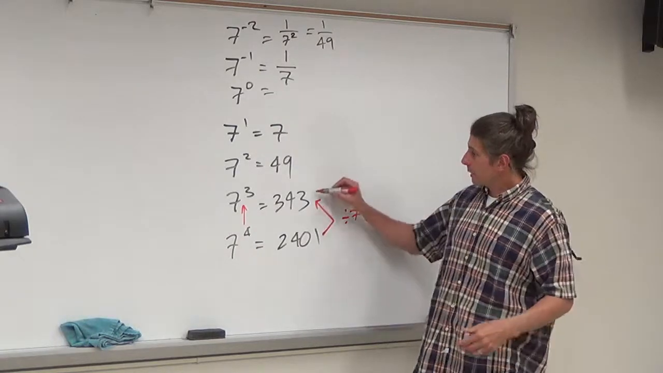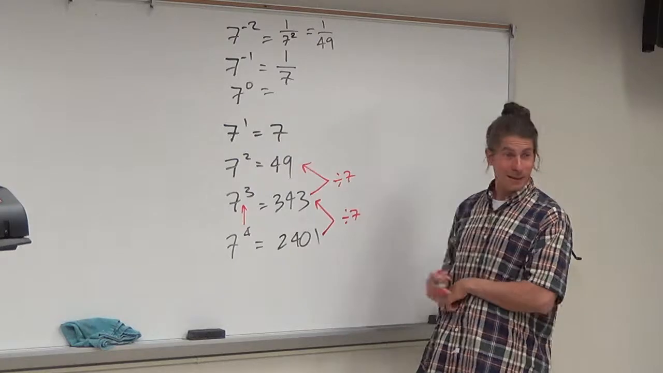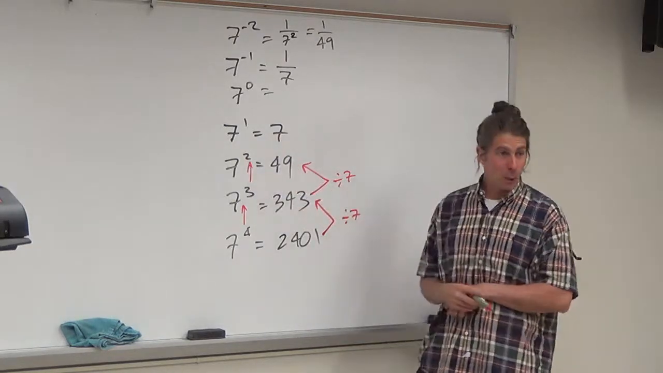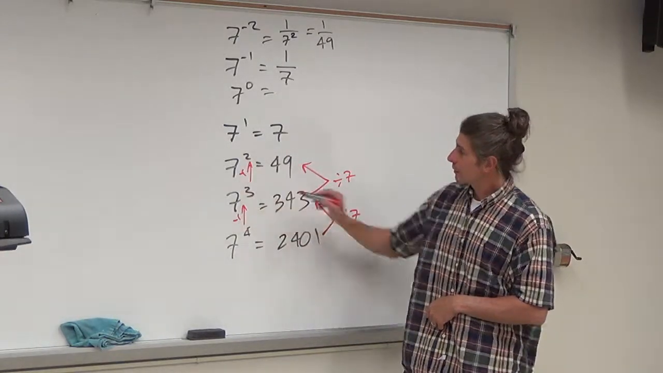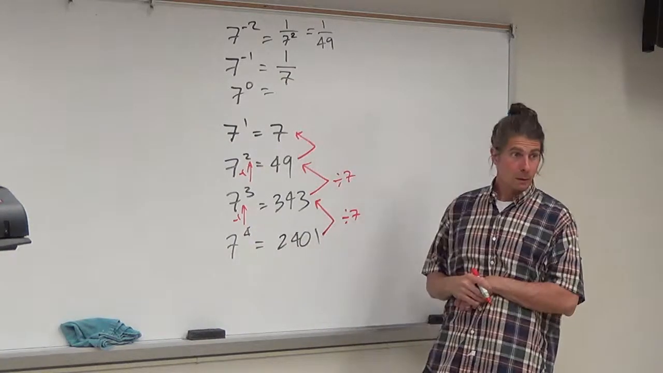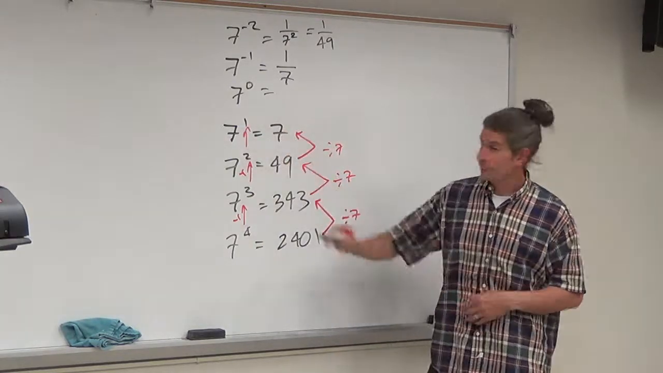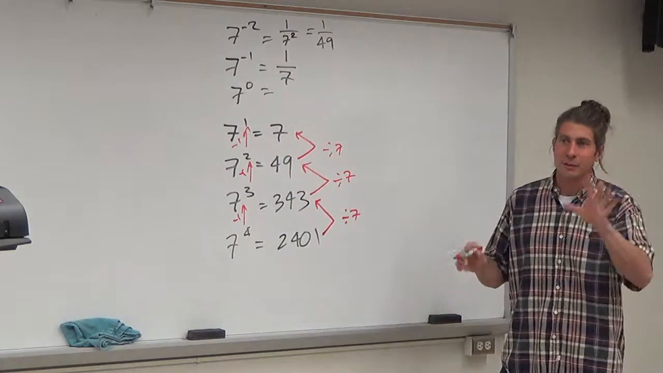Let's keep it going. How about 343 to 49? Divide by 7, exponent goes down by 1. So minus 1 here, divide by 7 here. Keep going. 49 to 7, divide by 7, exponent down by 1, or subtract 1, I should say, not negative 1, subtract 1.